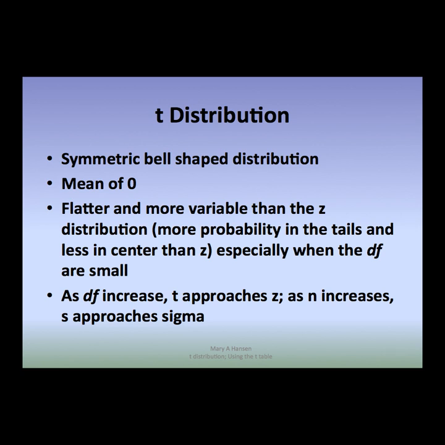The t-distribution, like the z-distribution, is a symmetric bell-shaped distribution. The mean of the t-distributions is 0. T-distributions are flatter and more variable than the z-distribution. That is, more probability lies in the tails and less in the center of the t-distribution than the z-distribution, especially when the degrees of freedom are small. As the degrees of freedom associated with the t-distribution increase, the t-distribution approaches the z-distribution.